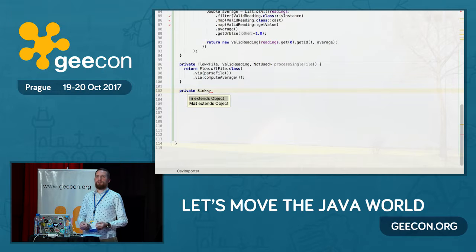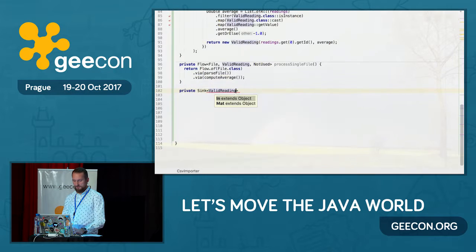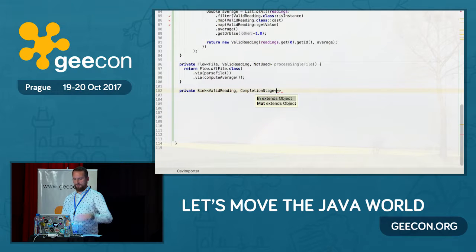Why? Because we want to be able to wait until all the elements are processed and stored to the database. So the materialized value of this sink will be some representation of an asynchronous computation. So in our case, it's going to be a completion stage. That's what we use in Java concurrent processing. And we would be able to do some blocking operations on it. So it's a representation of the fact that the processing has been finished. So the input type of our sink is going to be a valid reading, and the materialized value, the one that we want to be able to get.